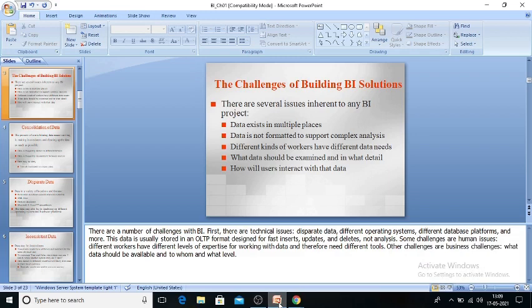The second challenge is data is not formatted to support complex analysis. Different kinds of workers have different data needs. What data should be examined and in what detail? How will users interact with that data? These are the various challenges.